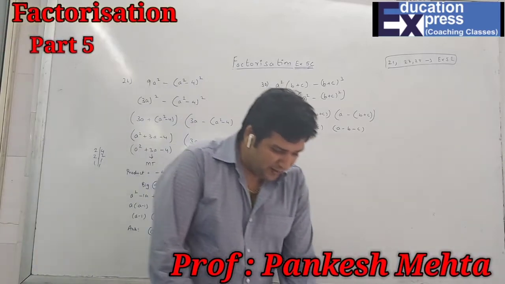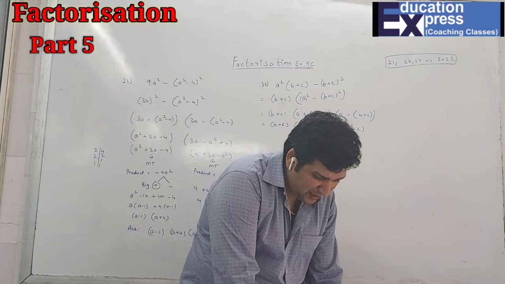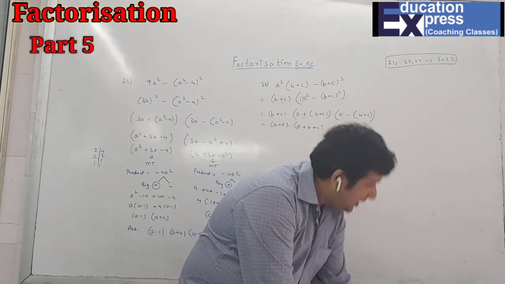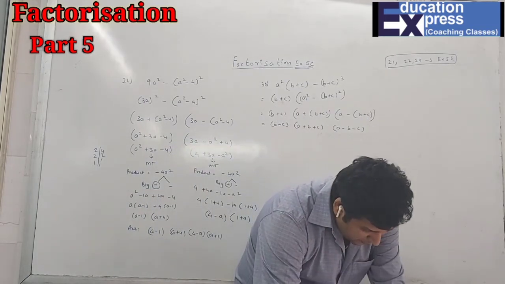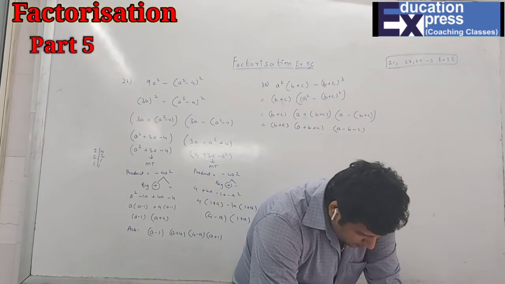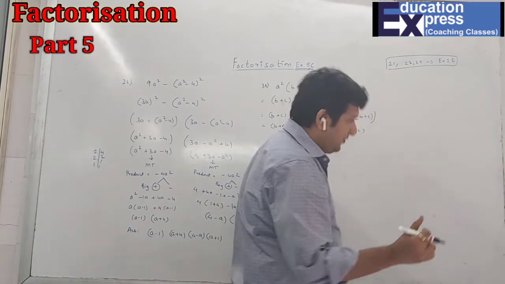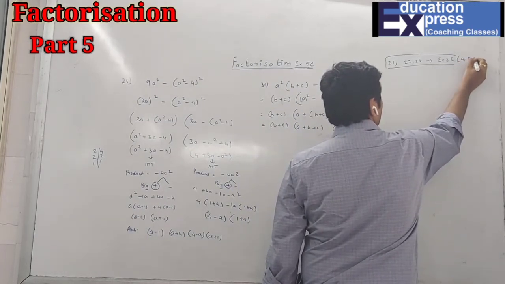So students, now we are starting exercise E. As I have told you, many sums of exercise E have the same concept. Exercise E's question numbers 4, 5, 6 and 11 have the same concept. So exercise E's 4, 5, 6, 11.